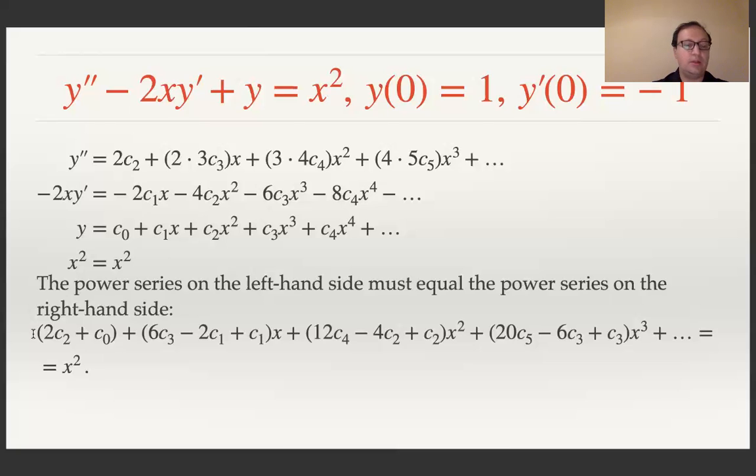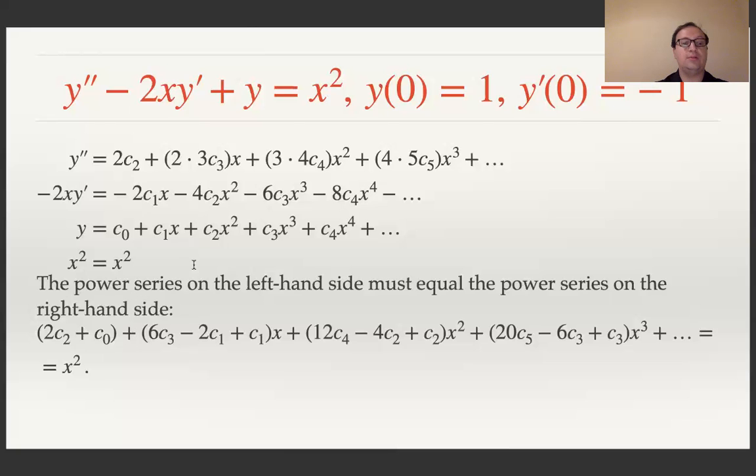So there are only two terms of degree 0, namely 2c2 and c0. Notice that the other power series does not contain any term of degree 0. So the first term in the power series of the left-hand side is 2c2 plus c0.